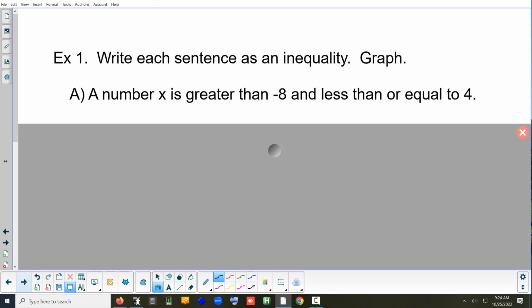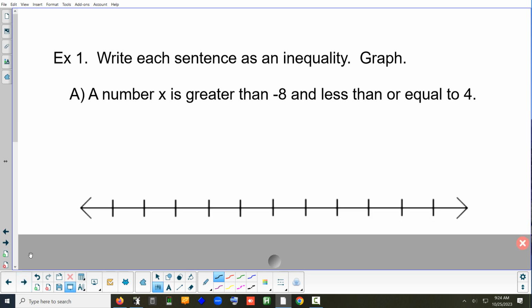All right, so let's try a couple of these. So example 1 says write the sentence as an inequality and graph. All right, let's try example 1A together, and then I'll let you guys do 1B. Can somebody tell me what I should underline or put a box around that tells me my first inequality? Just read to me up to the point where the first one stops. Yep. I think x is greater than -8. Perfect. That's the first one. X is greater than -8.